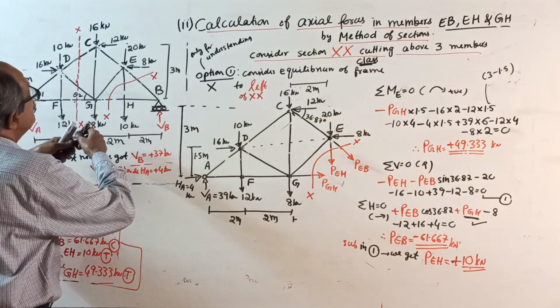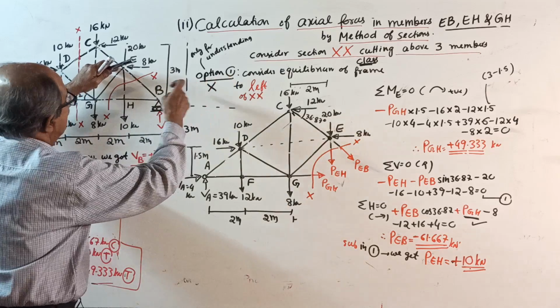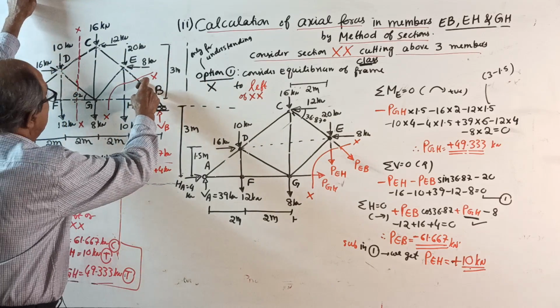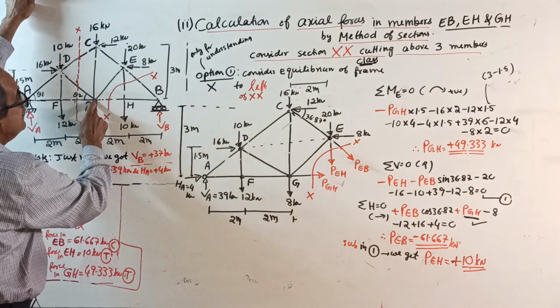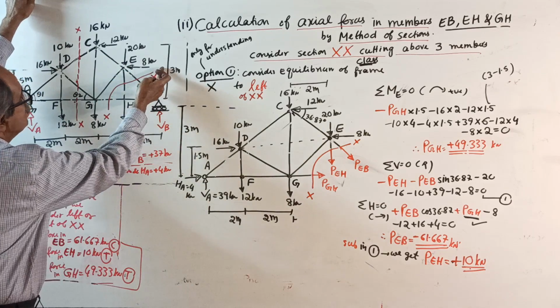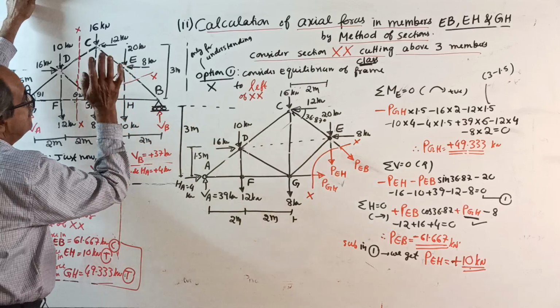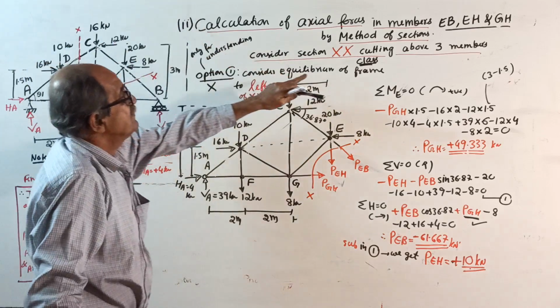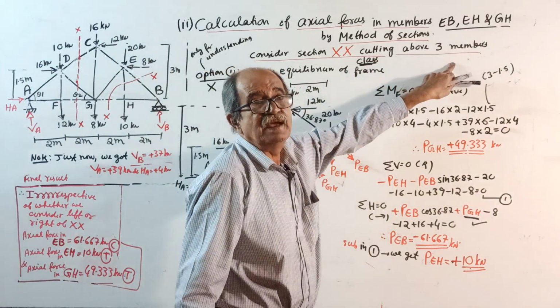They want which ones? EB, this member, EH, this member, and GH or HG. So cut like this. This way cut. Consider section XX, cutting above 3 members.